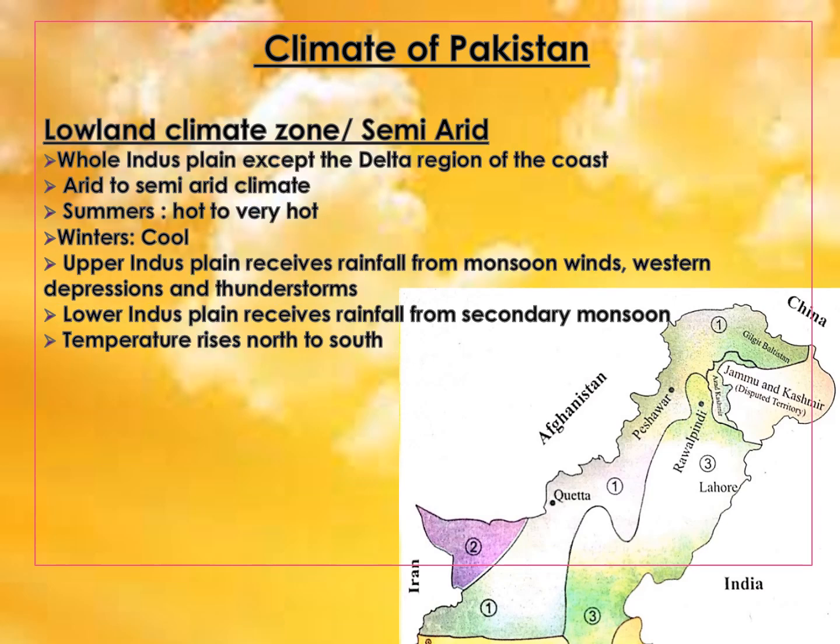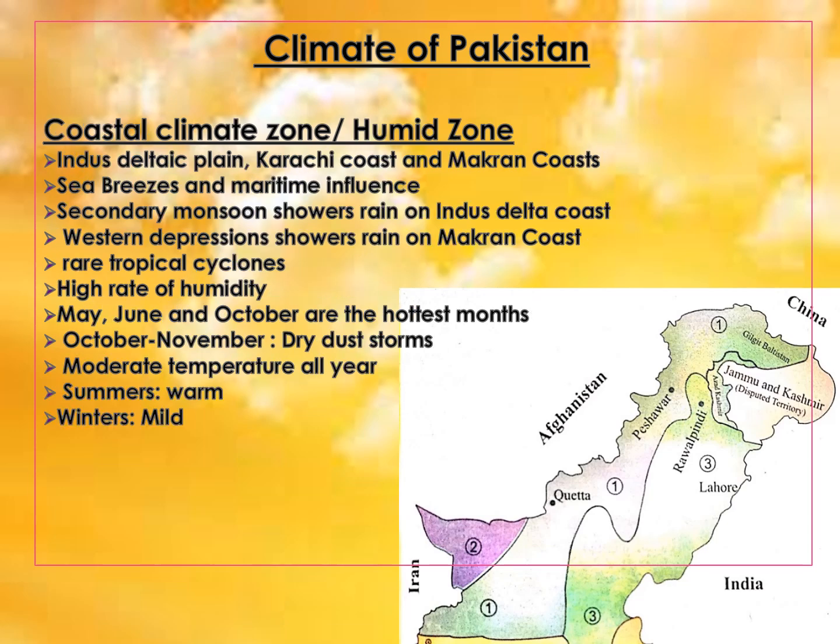Now, if we talk about the lowland climatic zone, it prevails over the whole of the Indus plain except the delta region of the coast. Arid to semi-arid climate is experienced. Continental climate with greater temperature difference between summer and winters. There are very hot to hot summers and cool winters, not cold winters. The upper Indus plains, which is northern Punjab, receives monsoon, western depressions and thunderstorm rainfall. Southern Punjab and lower Sindh receive mainly secondary monsoon with very little rain from other sources. Rainfall decreases and temperature rises from north to south. And what are primary and secondary monsoon seasons? I'm going to tell you later on in the same slides.